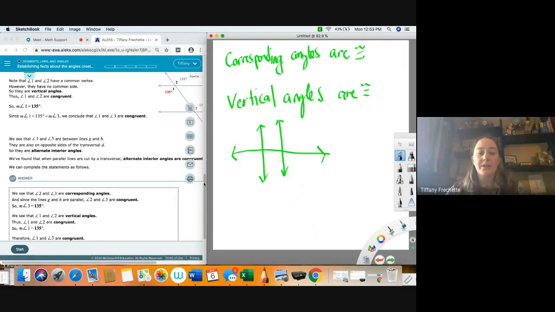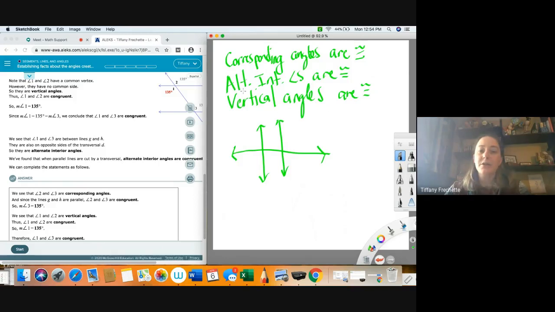So we know that it's called alternate interior angles. I'll write this out. I'm going to be a little bit lazy and write alternate interior. So I did alt, int. Alternate interior angles are congruent. Again, this one does require parallel lines. So does corresponding angles. Vertical angles do not require parallel lines.